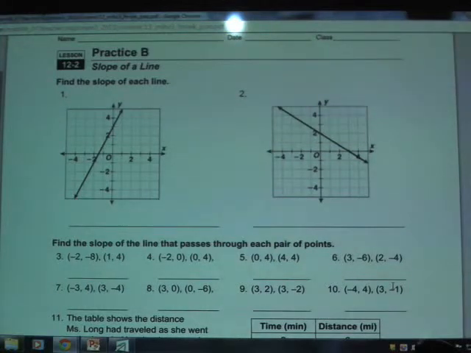Chapter 12, Section 2 in the 8th grade workbook is entitled Slope of a Line. Let's go ahead and go through some homework problems here. We'll take a look at number 1 and 2. In 1 and 2, the idea is identical. We're finding the slope of the line.